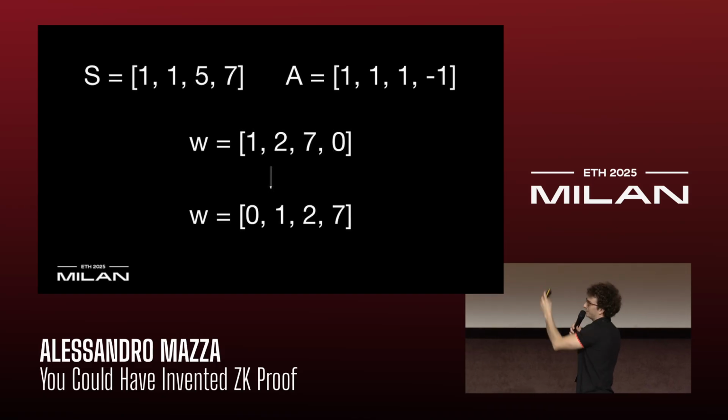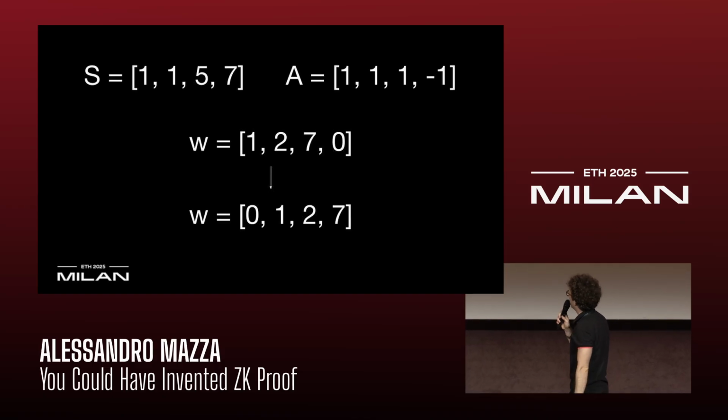1 times 1, 1, and so the first element is 1. Then we have the second element, 1 times 1, which is 1, plus the element before, which is 1, so 1 plus 1, 2. And then we have 5 times 1, which is 5, plus the element before, which is 2, so 5 plus 2, 7. And then again, 7 times minus 1, minus 7, plus the element before, which is 7, so 7 minus 7, 0.